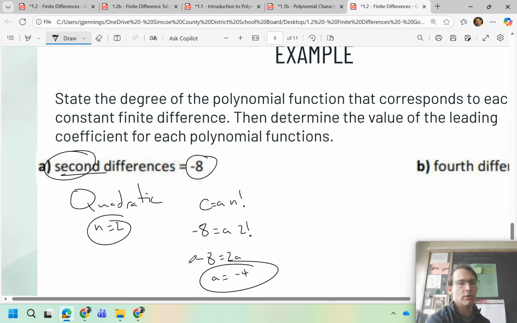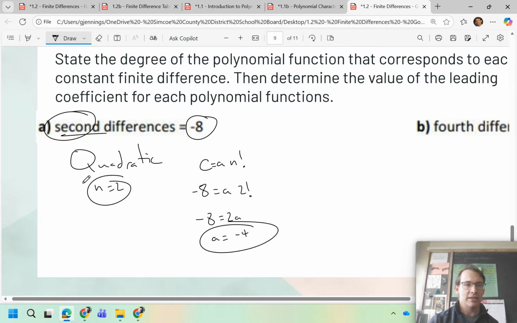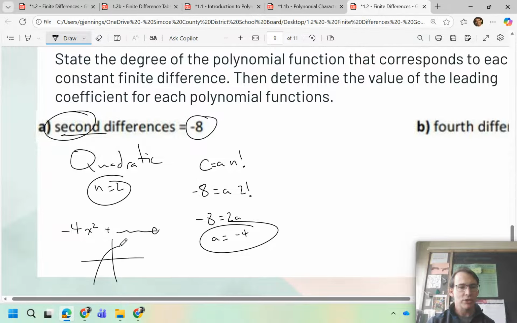There's our leading coefficient, and we know that if we had a quadratic that was minus 4x squared, plus or minus whatever, that doesn't matter, we will eventually have this type of shape. For a quadratic, it goes down on both ends, it has a maximum. We know a lot already.